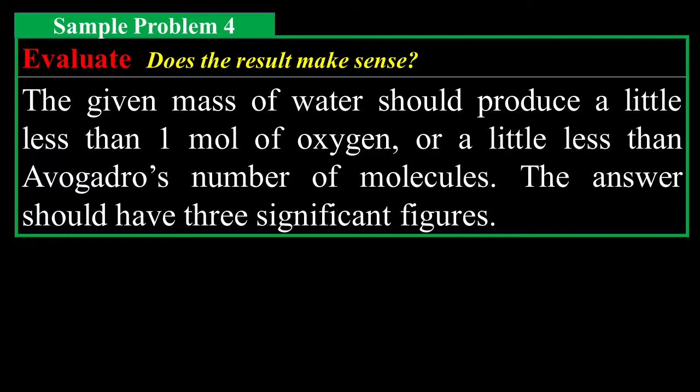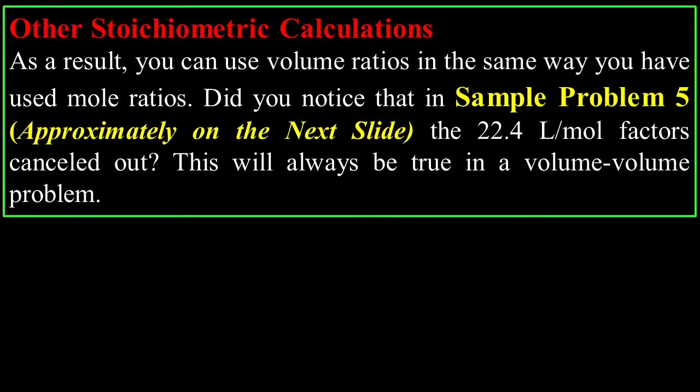And you know what? It's the exact same mathematics, just done in a little bit different of a way. The given mass of water should produce a little less than 1 mole of oxygen, or a little less than Avogadro's number of molecules. The answer should have 3 significant figures, and that's approximately correct. I know that I fight with the book in terms of significant figures, but it always says 2 or 3, and that's really what you end up solving for anyway. Anything more than that is simply nonsense.